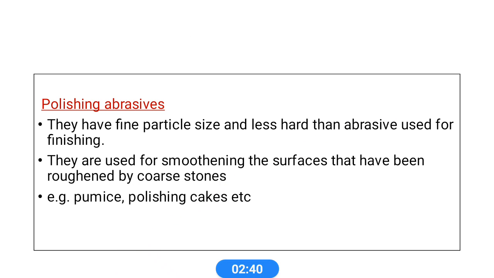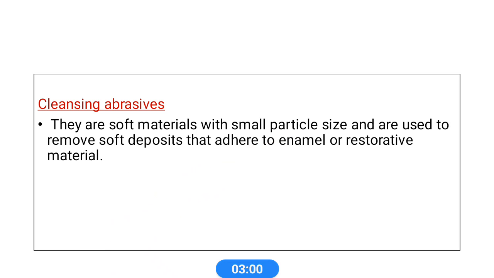Next one is the polishing abrasives. These have a fine particle size and are less hard than finishing abrasives. They are used for smoothing the surfaces that have been roughened by the abrasive stones. Examples of polishing abrasives are pumice, polishing cake, etc. Cleansing abrasives are soft materials with small particle size and are used to remove soft deposits that adhere to enamel or restorative material.